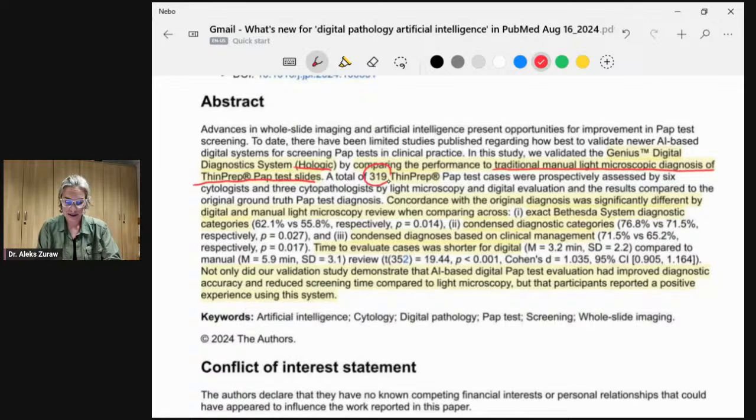And they had 319 of these. And concordance with the original diagnosis was significantly different by digital and manual. Digital first, manual light microscopy. And keyword concordance with the original diagnosis.